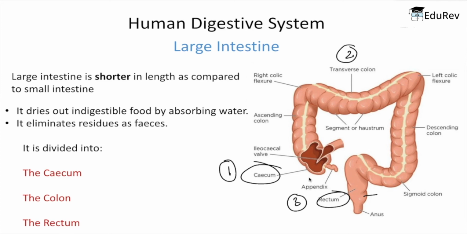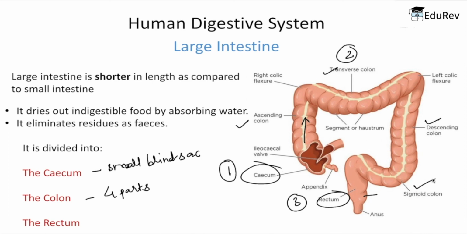Now if we talk about the cecum, the cecum basically is the small blind sac present at the opening of the large intestine. It is the small blind sac. Also, it hosts many symbiotic organisms inside it. Now, the cecum opens into the colon, which is divided into 4 parts. First one is the ascending colon. Second is the transverse colon. Third is the descending colon. And fourth one is the sigmoid colon.